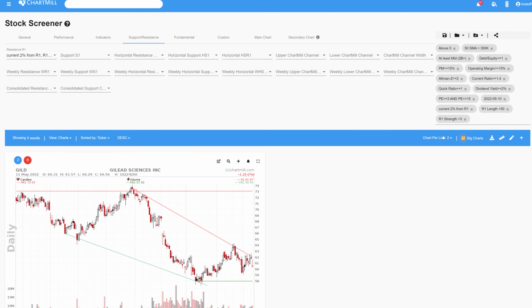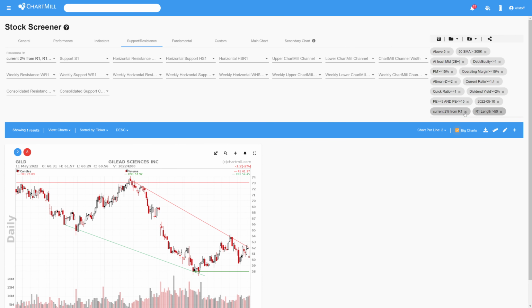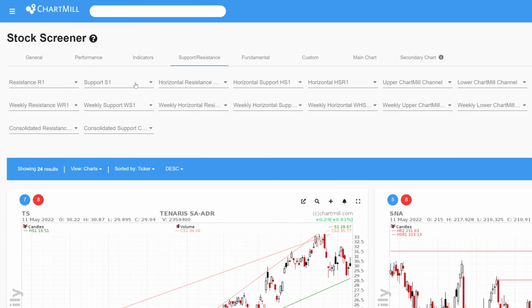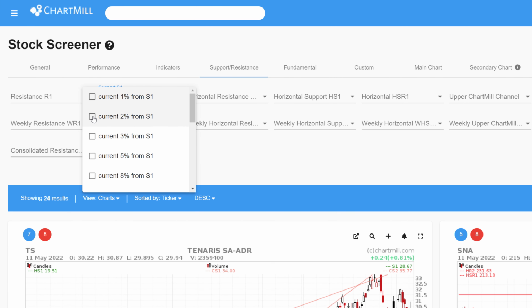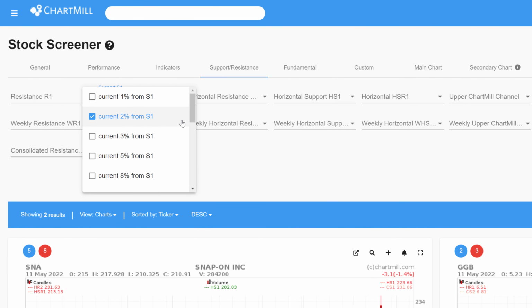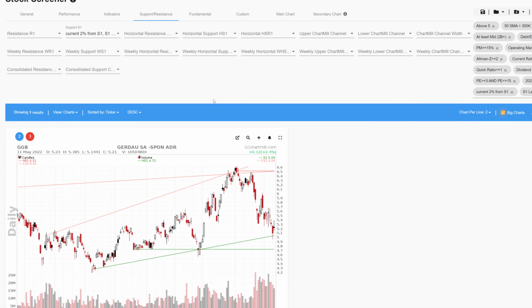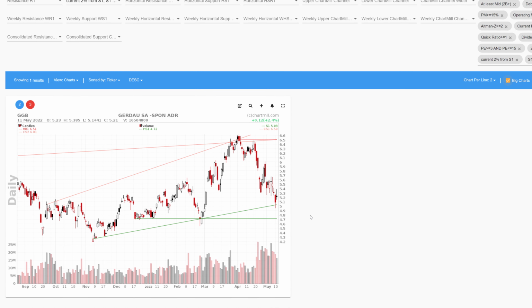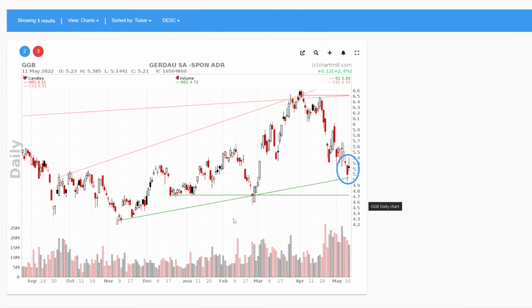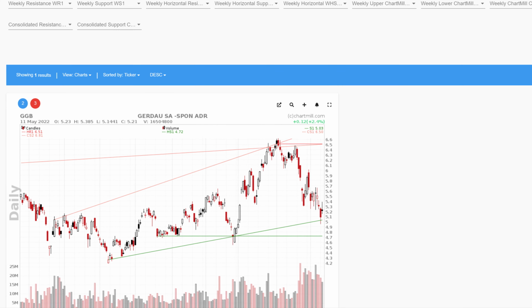Another example using the Support S1 filter. In this case, I choose the option Current 2% from S1 and I set a minimum length on this diagonal support to at least 100 periods. Now, what you see are the stocks that have fallen and are currently at less than 2% from a diagonal support recognized by ChartMill. This is a good way to filter out stocks whose price is pretty close to the bottom of a diagonal trend channel.